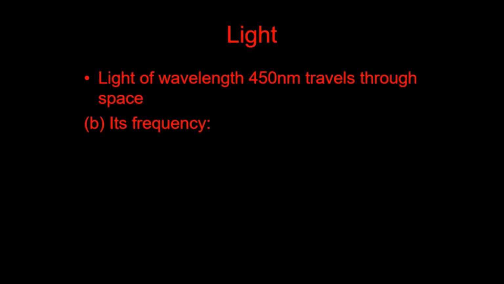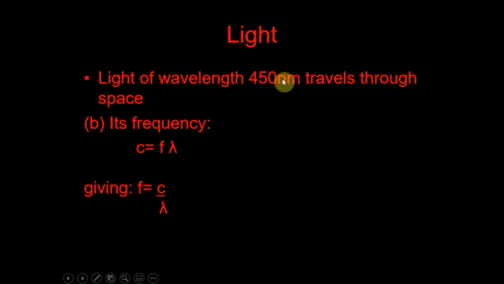Part B: what is its frequency? Well, we just said that it's a light wave traveling through space, so its speed is about 3 times 10 to the 8. We can say c is equal to f times lambda. That means f is c over lambda.